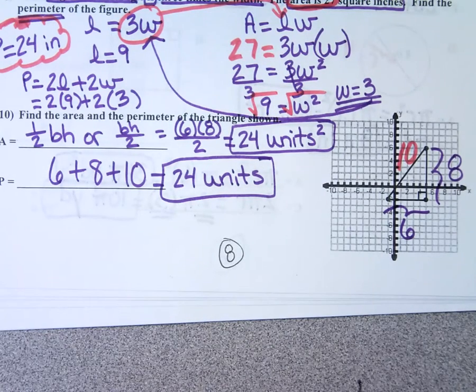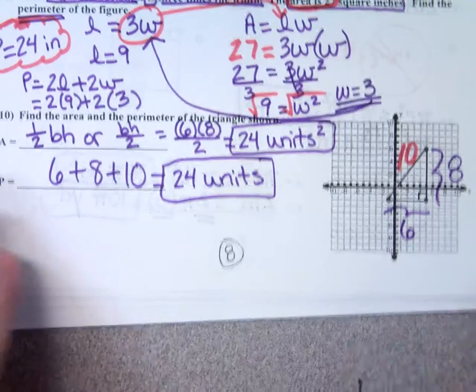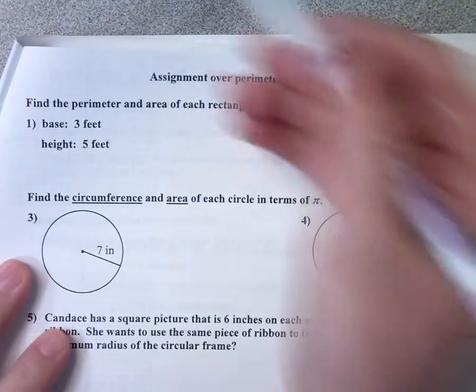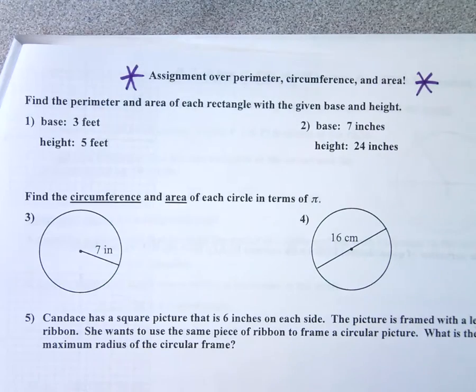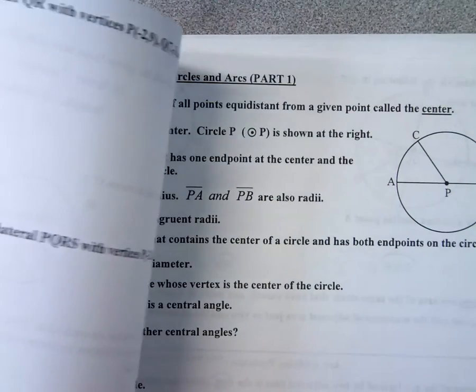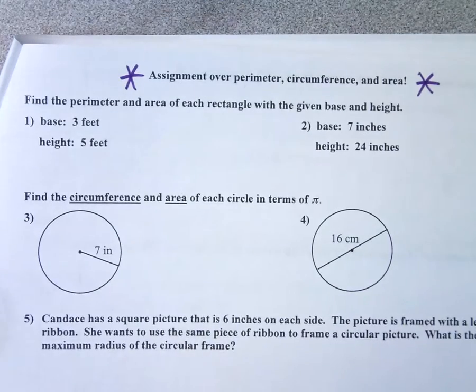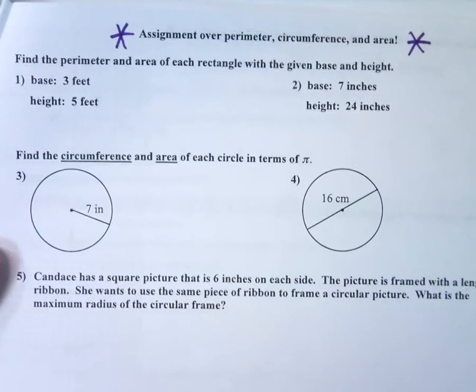Okay, now the exciting part for you, assignment time. Your assignment is to do this next page here. Assignment over perimeter, circumference, and area. And let's see, there is a back side. There's only 3 problems on the back, so hopefully this won't take you too long.